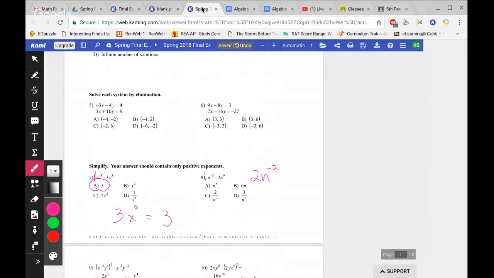All right. So now with a negative exponent, the rule for negative exponents is it goes to the basement. So that goes to the denominator. N squared. And that loses that negative. Once you take it to the denominator, or take it to the basement, the negative exponent comes off. So the answer for that one is C.